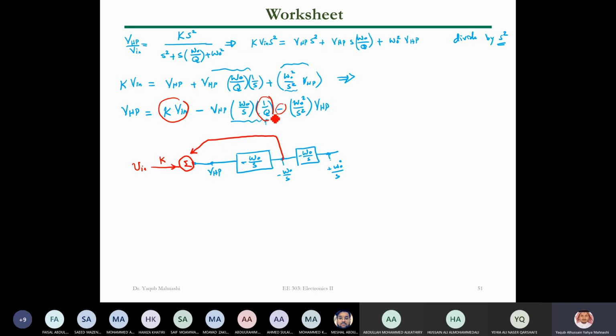But the output, of course, I'm missing 1 over Q, so I need to multiply by 1 over Q. So if I multiply by 1 over Q and then feed it back, it will give me the same term here. If I do the same with this output of this one here, but then I need to multiply by -1. Clear? Make sense, guys?